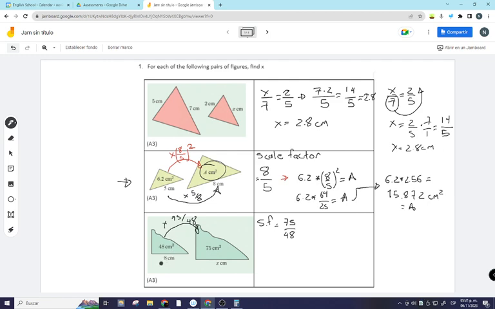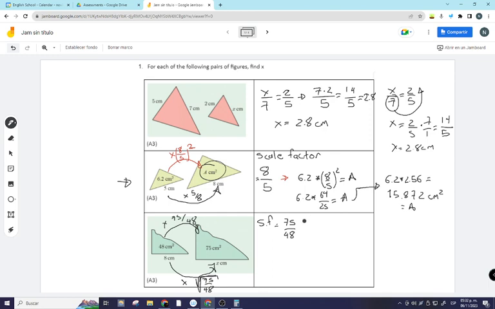Now, what happens if we want segments? Because in the previous exercise, we needed the square of the scale factor. Here, since we already have the areas, we need to do the opposite. Instead of squaring it, we have to find the square root of the scale factor. So it's going to be times the square root of 75 over 48. Okay?